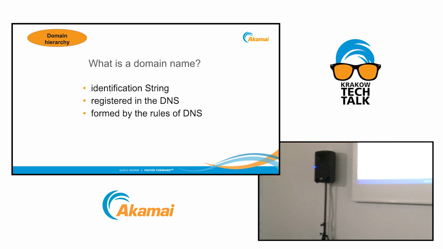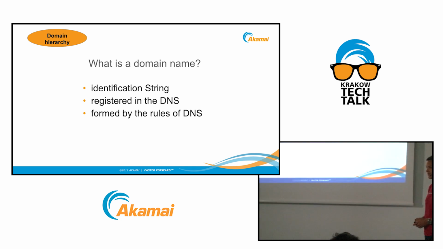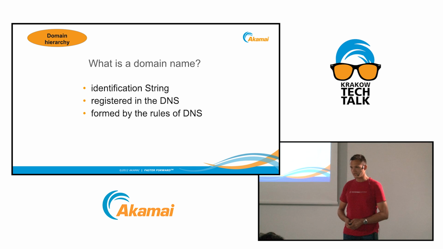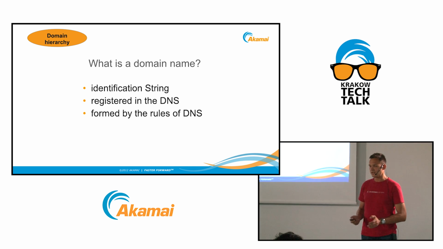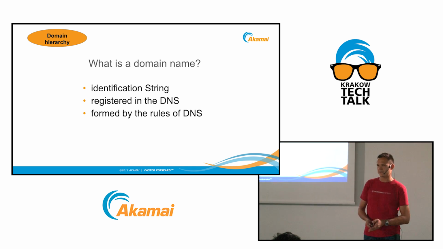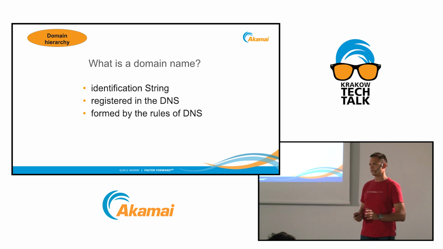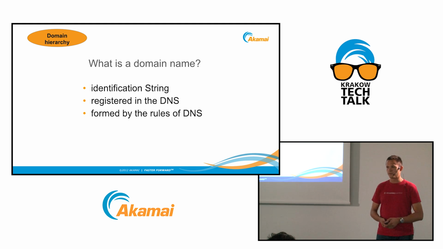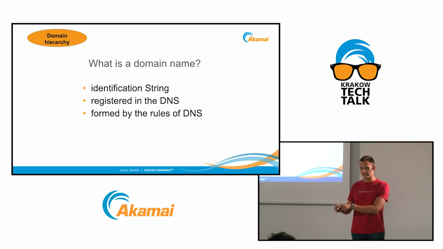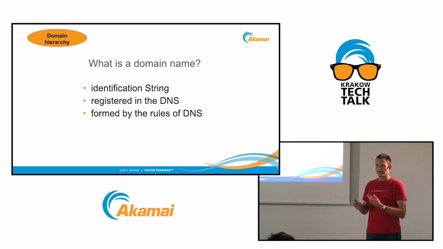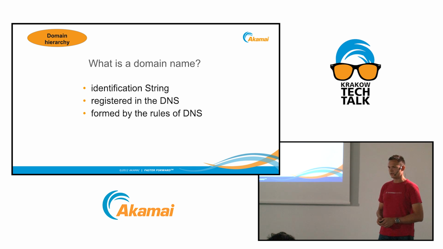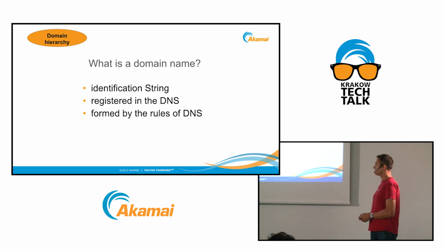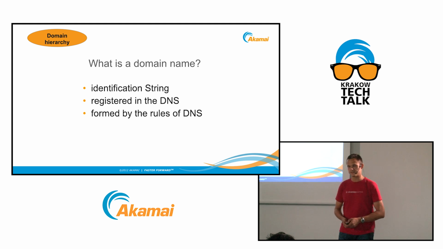Now, what is a domain name finally? Let's try to describe it a little bit. First of all, it's a string. It's a string that identifies something. It's a string that has some meaning for someone. Finally, that string has to be registered in the domain name system. So that's a special string that was put somewhere in DNS and has some meaning. And finally, it is formed according to a syntax that is defined in the RFC for DNS.